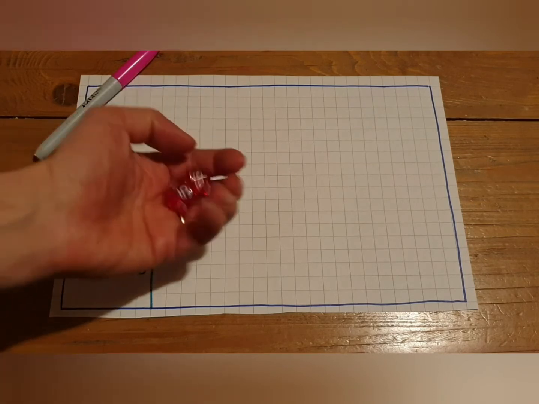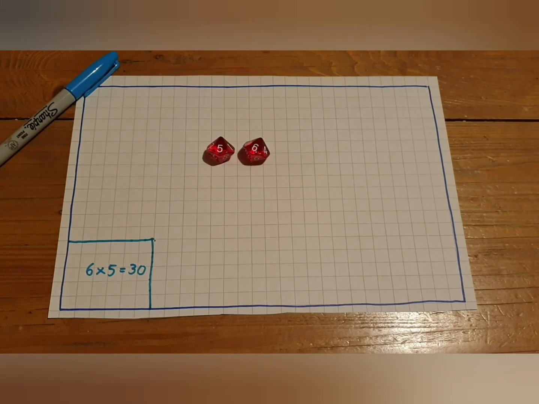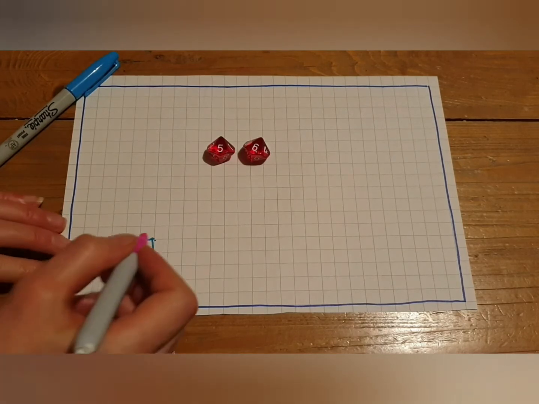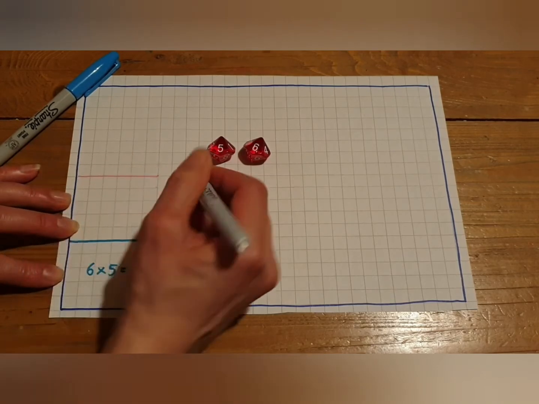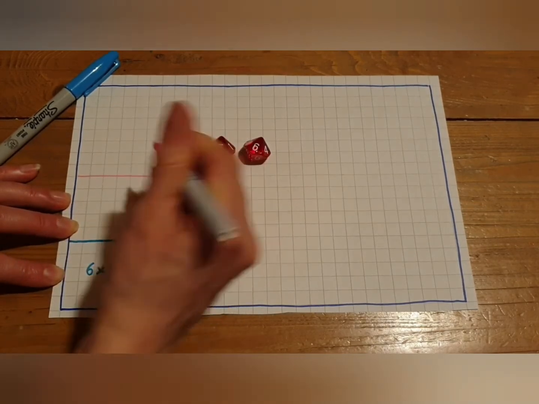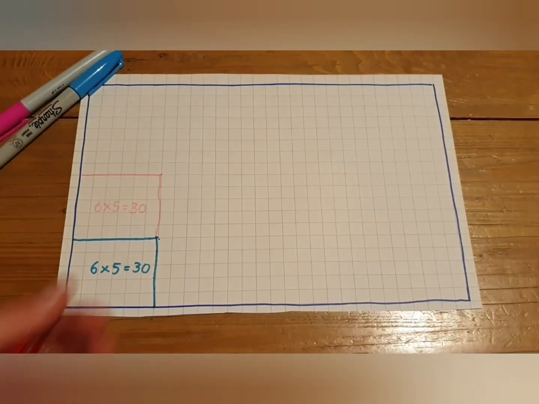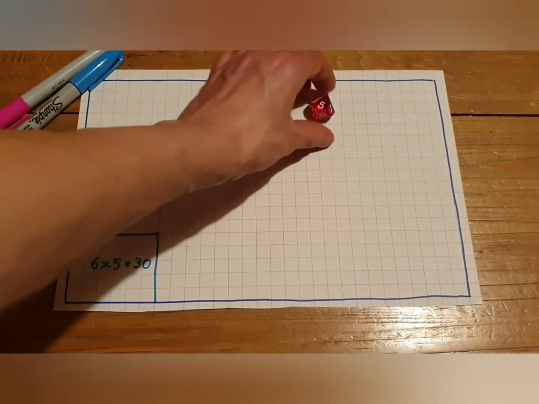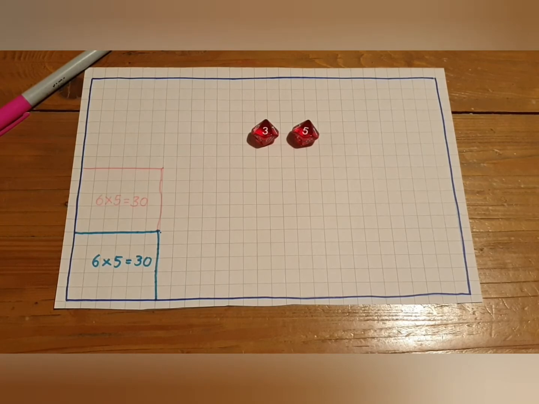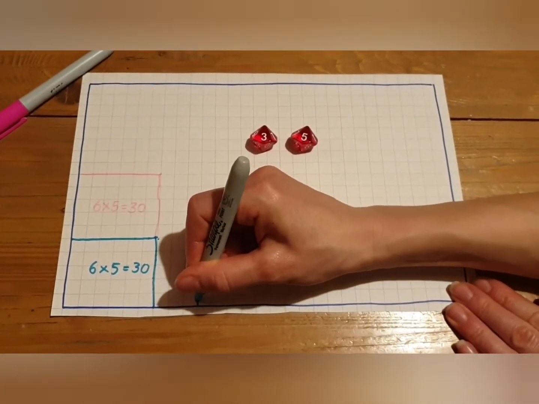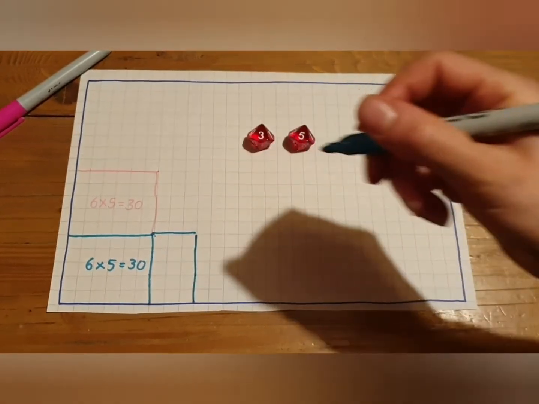Then the next player will roll the dice. And here they've also got 6 times 5. So they will draw a 6 by 5 rectangle as well. So here they got 3 times 5. So the player will draw another rectangle that is 3 by 5 and add this to their score.